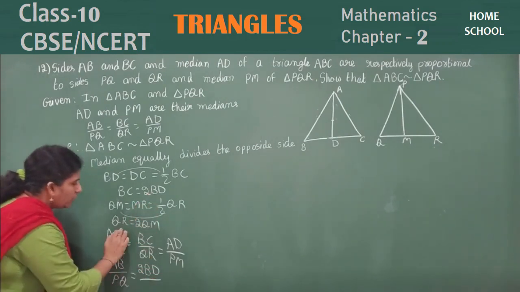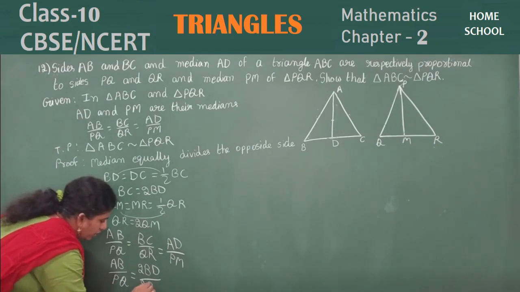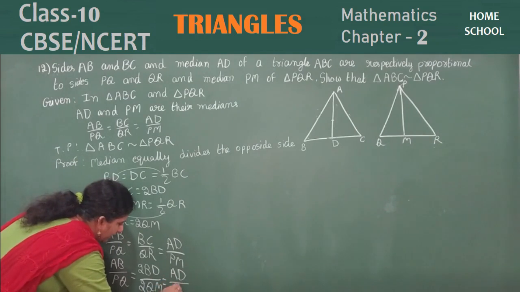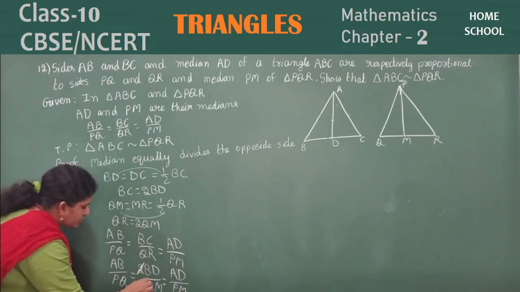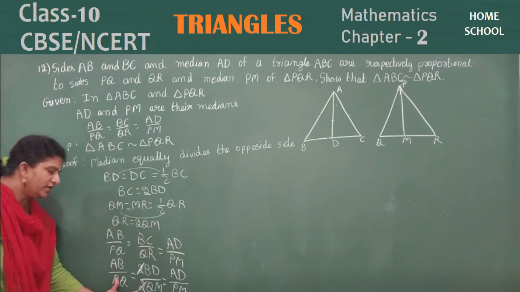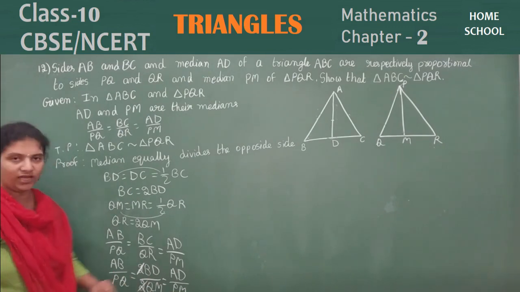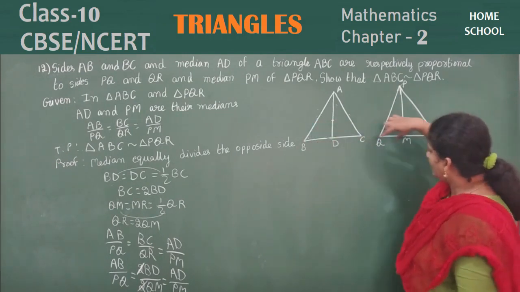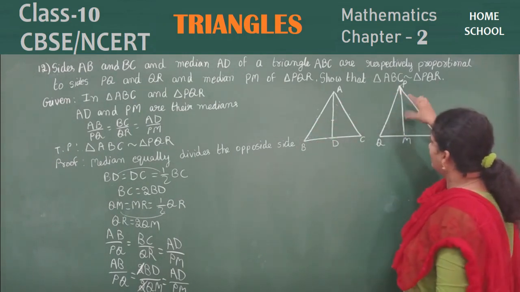2BD. And QR, 2QM is equal to AD by PM. Now look here, this two cancel. Now what the ratios you got? Observe here carefully. AB by PQ, and here BD by QM, AD by PM.